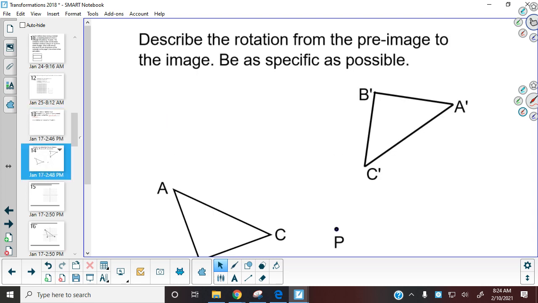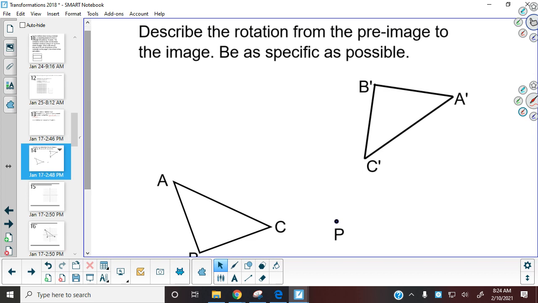Now, what we've done here: describe the rotation from the pre-image to the image, be as specific as possible. In years past, we have actually taught you how to do these rotations. But to condense time just a little bit, since we are on a different schedule this year, I'm just going to ask that you learn to describe the rotation. First, think about which one is the pre-image and which one is the image.